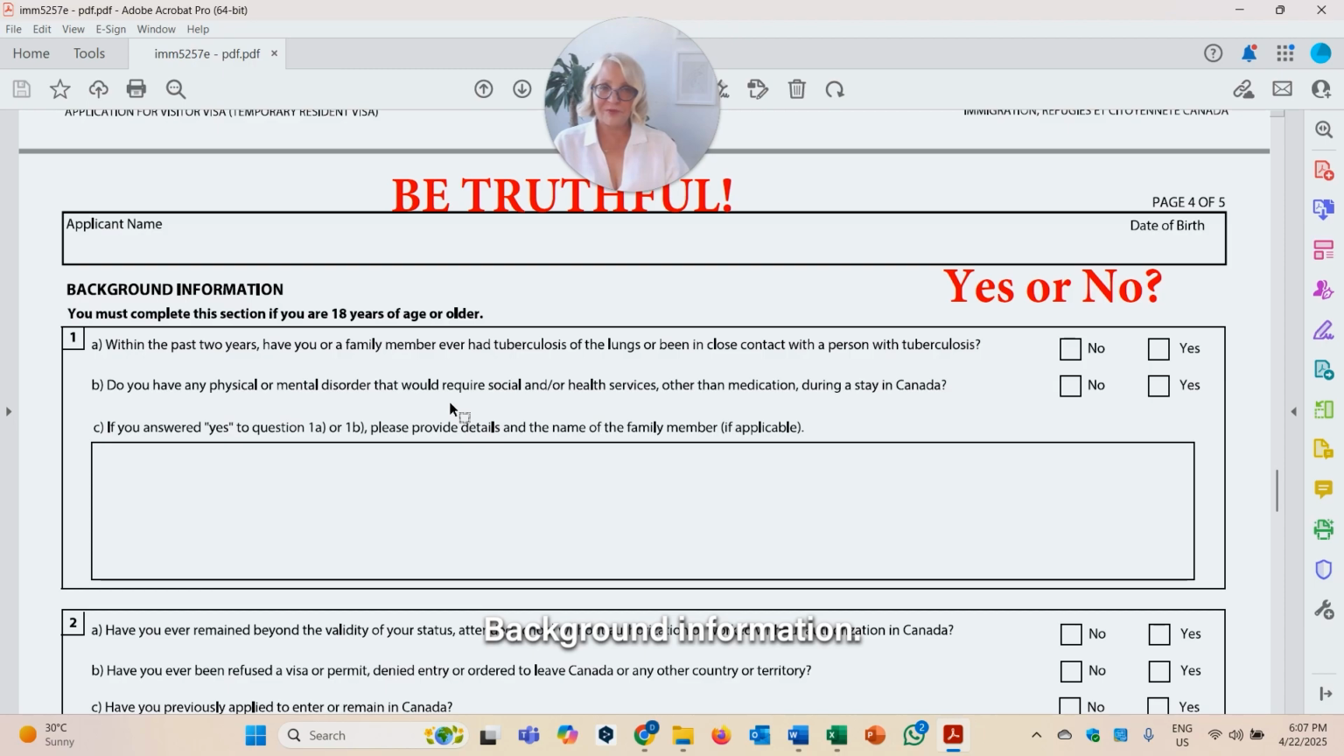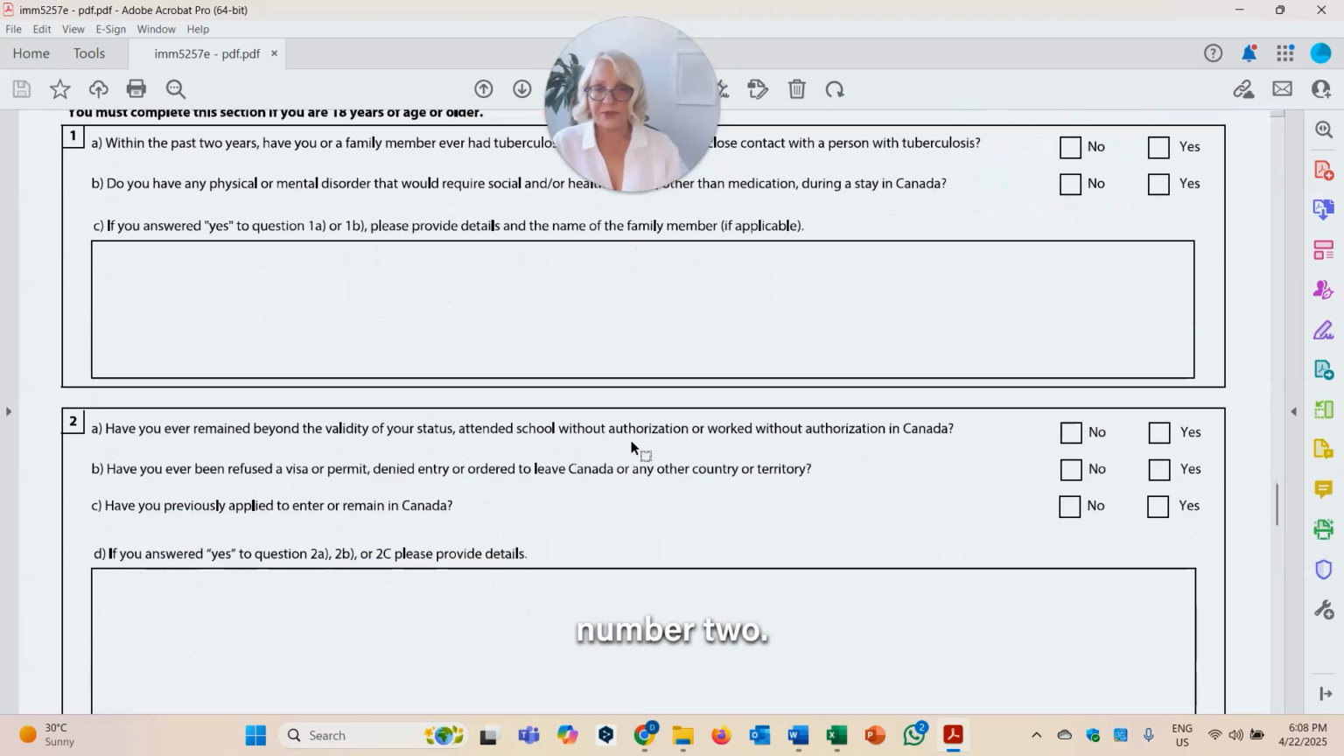So, background information. The first question: within the past 2 years, have you or a family member ever had tuberculosis of the lungs or been in close contact with a person with tuberculosis? Yes or no? So you need to dissect this question into two. Have you? Yes or no? Or has a family member been in contact or had tuberculosis? Yes or no? So let's go to question number 2.